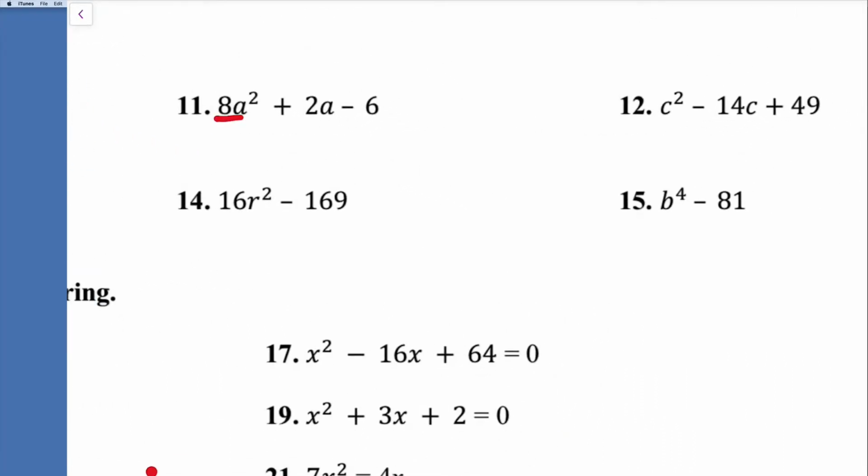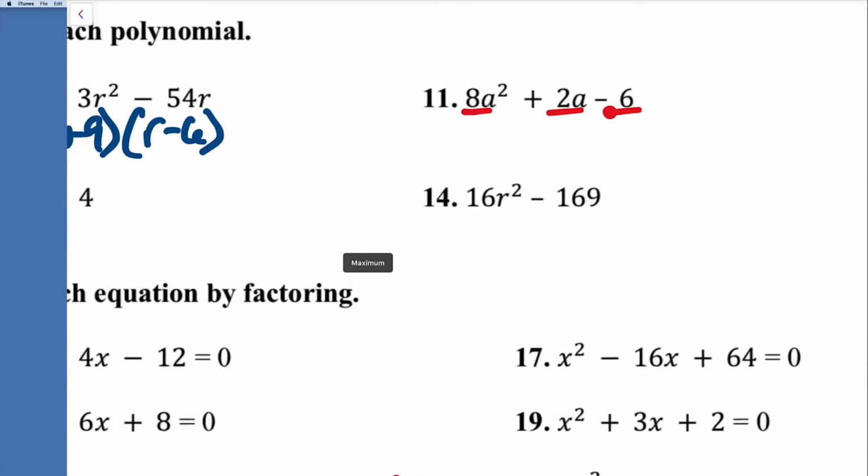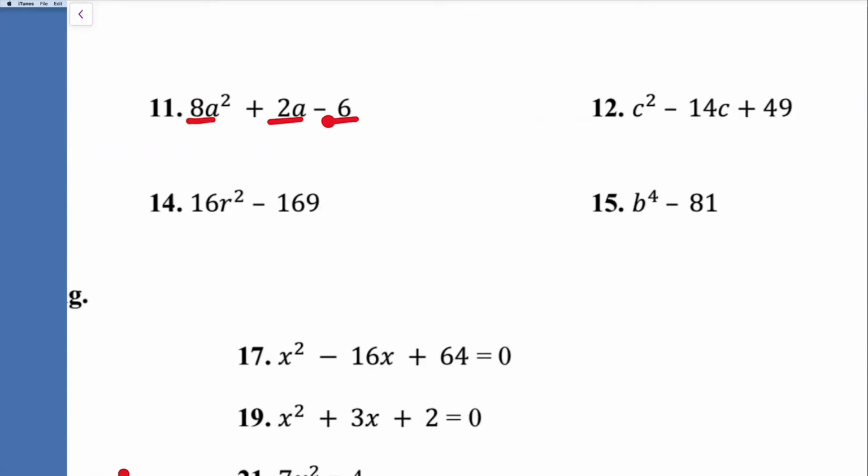Again, I'm looking at my three terms, and I'm asking myself, is there anything that they have in common? Now, in the previous one, I had the variable that they had in common. Here, I don't have a variable that they all have in common, because here I have two a's. I have one a here, but then I have no a's there, so it's only a constant. So since there are no variables that they have in common, is there anything else that they have in common? What about the coefficient? Here's a coefficient, here's a coefficient, and then this is just a constant.